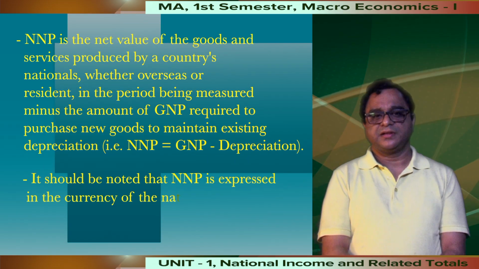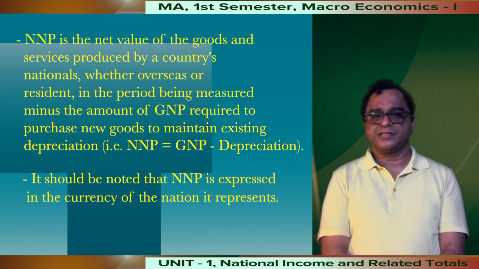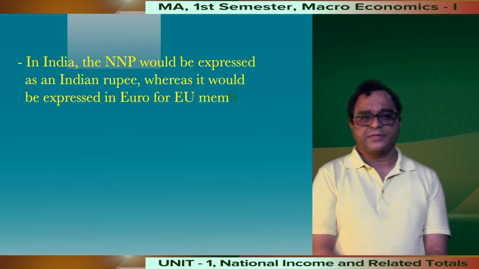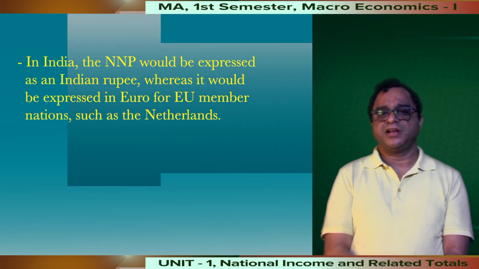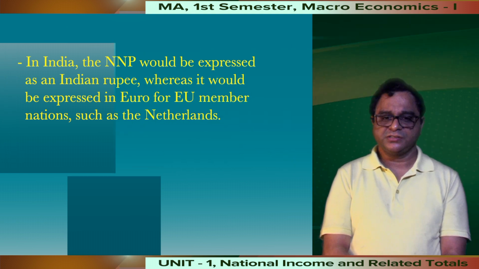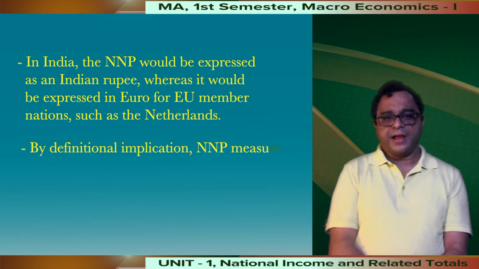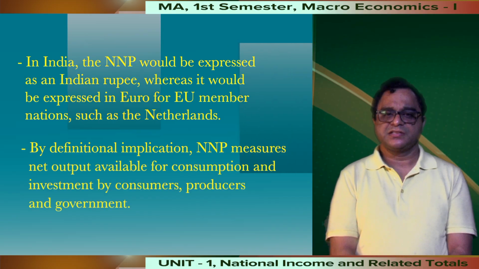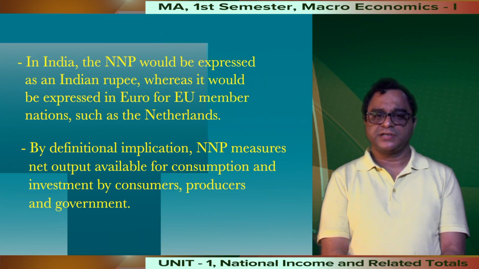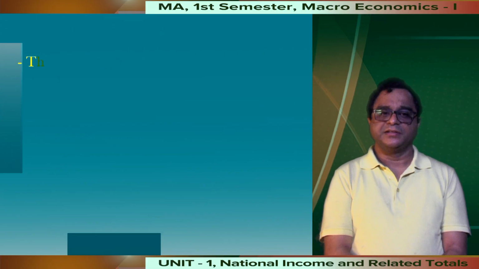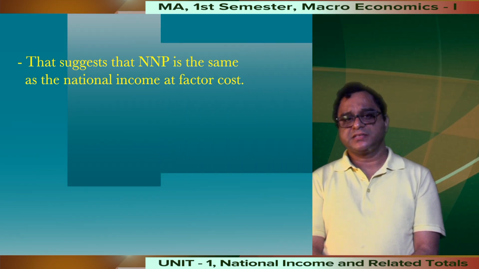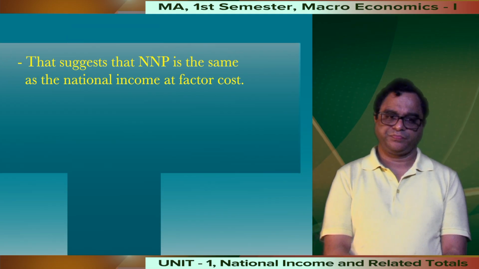It should be noted that NNP is expressed in the currency of the nation it represents. In India, the NNP would be expressed as an Indian rupee, whereas it would be expressed in euro for EU member nations such as the Netherlands. By definitional implication, NNP measures net output available for consumption and investment by consumers, producers, and government. That suggests that NNP is the same as the national income at factor cost.